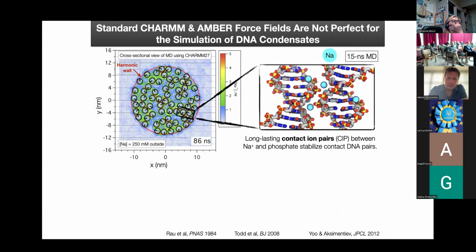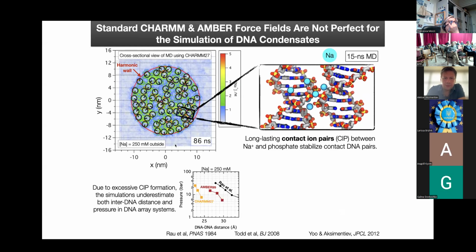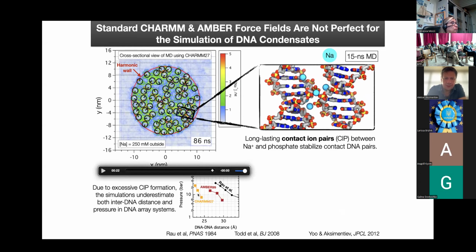The reason for that aggregation is contact pairs. You would have an ion that would mediate interactions between the DNA molecules, and that is what is causing the array to lose its hexagonal structure. Now, once we do comparison with experiment, we see a disastrous result.